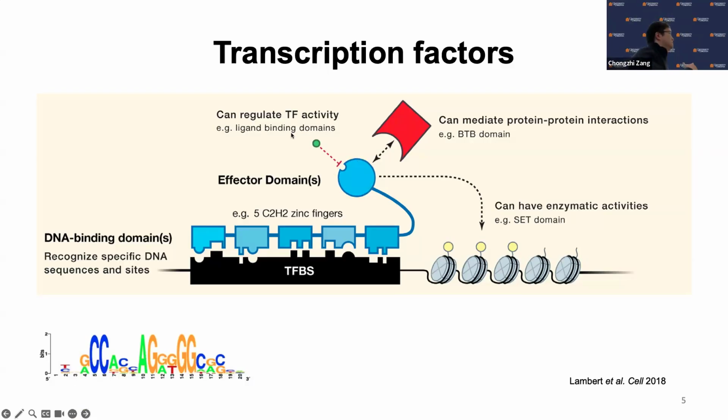They can regulate transcription factor activity. They can mediate other protein-protein interactions. They can interact with other cofactors or other proteins. And they can also have enzymatic activities to give the nearby histone modifications or chromatin structures, adding some chemical modifications to change the potential structure and function of the local chromatin structure, with the goal of adjusting the structure of the chromatin and regulating gene transcription or gene expression at a certain stage.